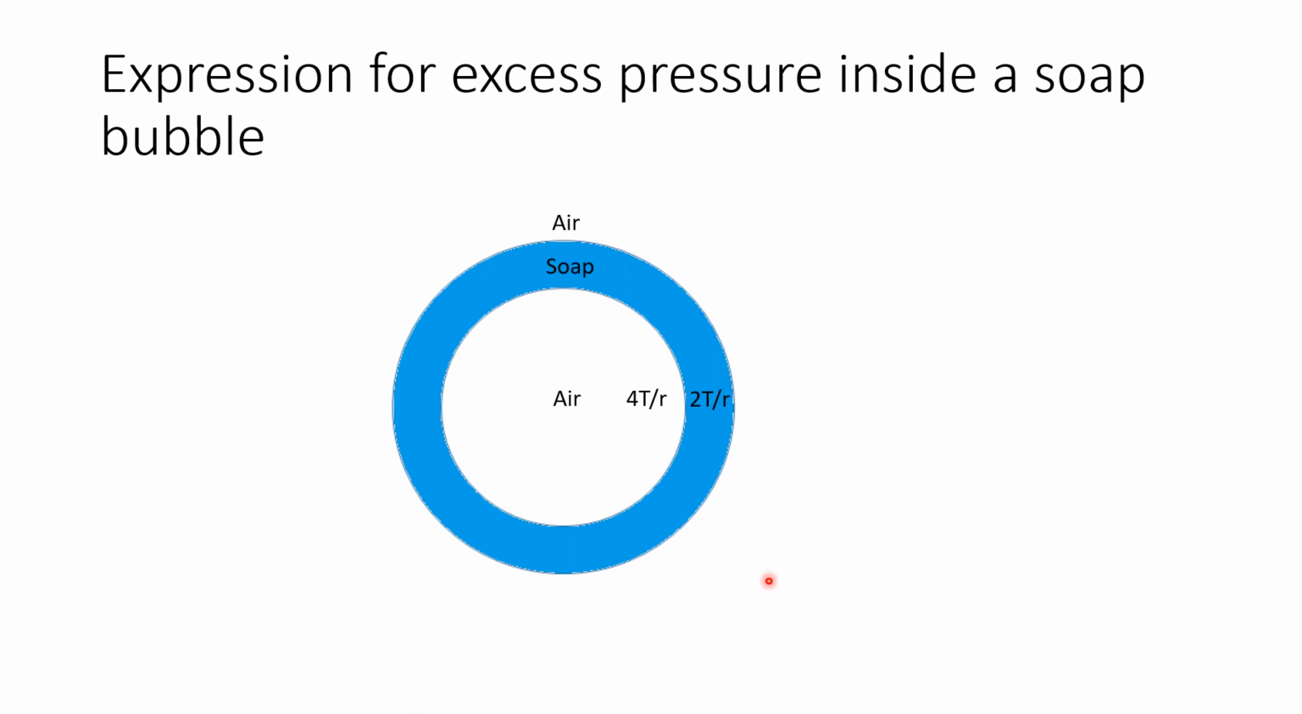So let us summarize what we have learned in this video. We have found out the excess pressure across the convex liquid surface, concave liquid surface. We have therefore found out the expression for excess pressure inside the liquid drop and the expression for excess pressure inside the soap bubble. Now in the next video we will study a very interesting application of the surface tension, that is capillarity or capillary action.